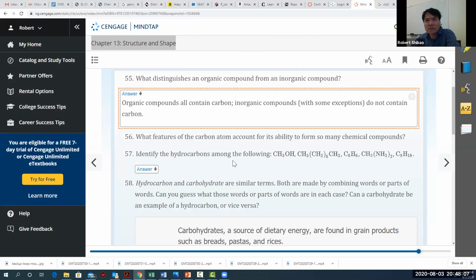Identify the hydrocarbons among the following. Hydrocarbons are compounds of just carbon and hydrogen. This is an alcohol. This is methanol, actually. This is a hydrocarbon. There's only carbon and hydrogen. This is an amine, remember, with the nitrogen and hydrogen in there. This is a hydrocarbon here, just carbon and hydrogen.